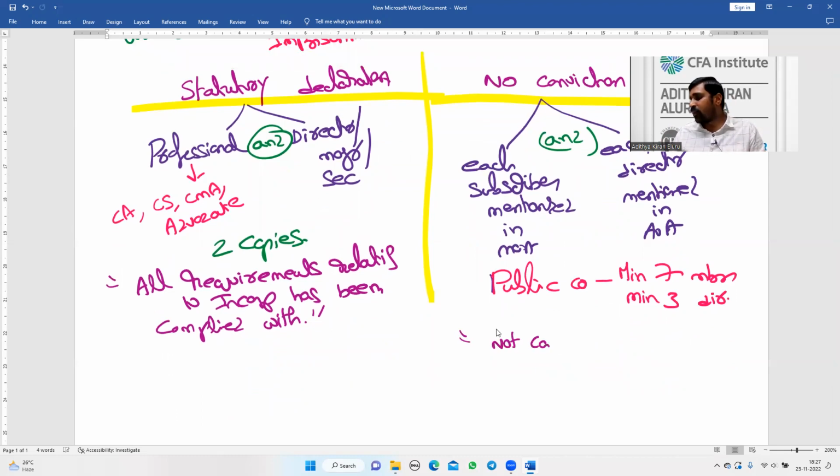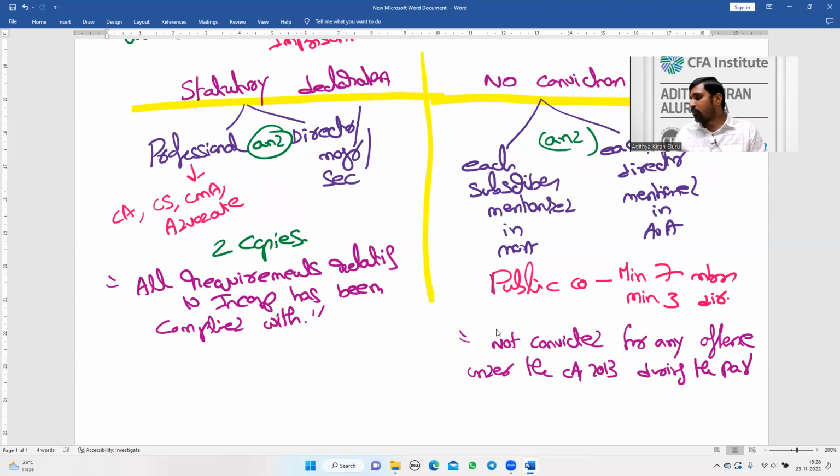Not convicted for any offense under the Companies Act 2013 during the past 5 years. Okay, this is the declaration we have to give. They have not been convicted for any offense.